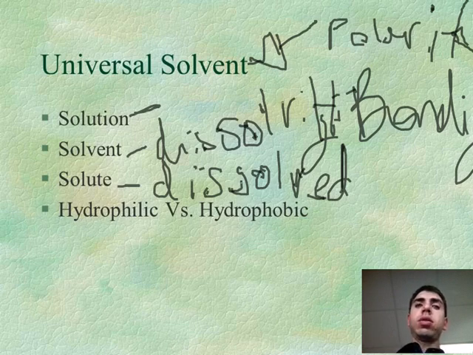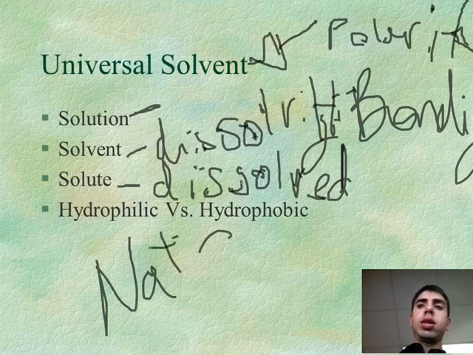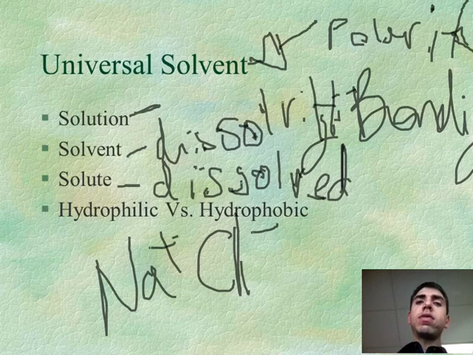So if you're making salt water, the sodium chloride, which is the Na plus and the Cl minus, the polarity, the positive hydrogen will pull away the negative chlorine, and the negative oxygen will pull away the positive sodium, and so basically it's like a magnet. So anything that is polar will be dissolved by water.